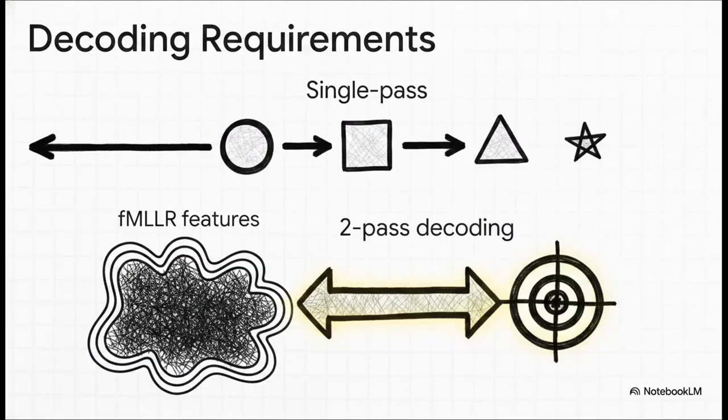To round out your knowledge, here's your final rule of thumb regarding decoding. Two-pass decoding is strictly tied to fMLLR features, not the model architecture. Mono, Tri1, and Tri2B: single pass. Modern end-to-end systems like Whisper: single pass, because the deep network handles speaker variation implicitly. But if your system uses fMLLR features to normalize the speaker, whether it's an old GMM-HMM or a deep neural net, you absolutely must use two-pass decoding.